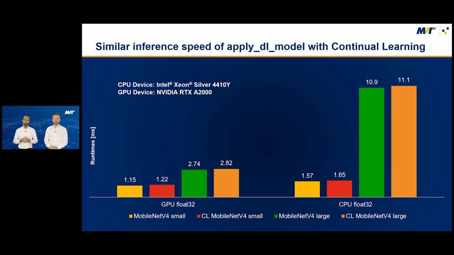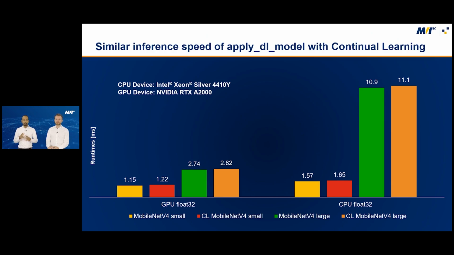Let's have a look at how continual learning performs. In our internal benchmarking, we have seen that between the inference time of a model after continual learning and before continual learning, there is pretty much no difference. As you can see here on MobileNet V4 small and large networks, the difference in inference time is in fractions of a millisecond.